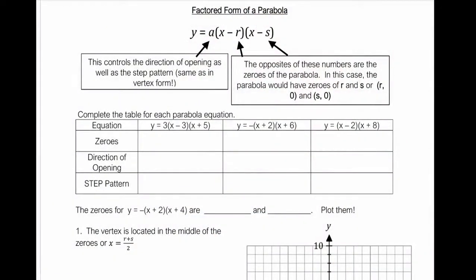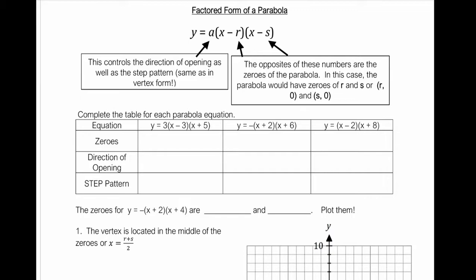In today's note, we are going to look specifically at the factored form of a parabola. In the last lessons we've looked at the vertex form of a parabola, and we're going to be looking at another form, which is the factored form. It still represents a parabola, it's still a quadratic, it's just in a different form and it gives us some different information. But in the end, it's still going to be a quadratic.